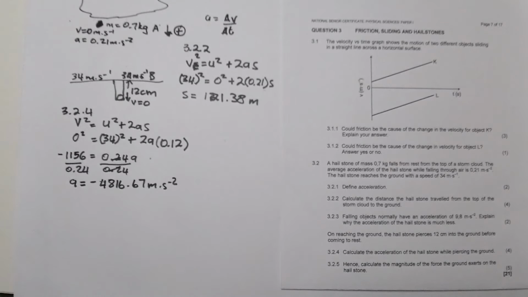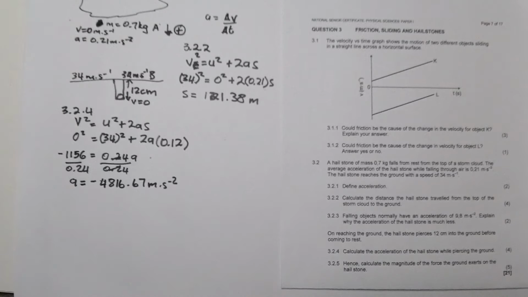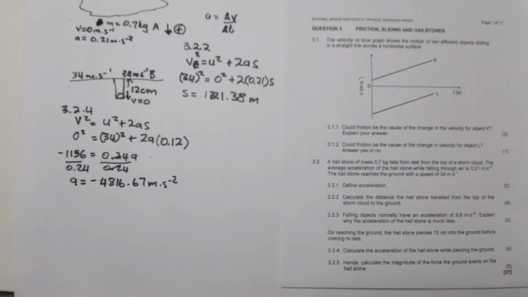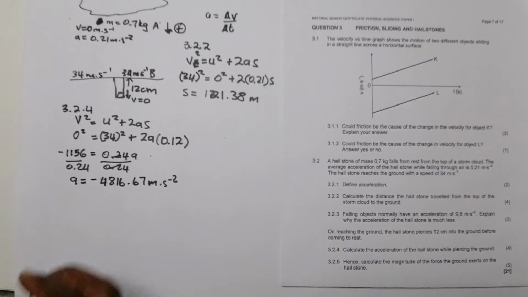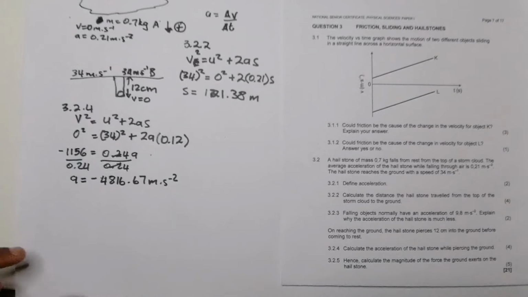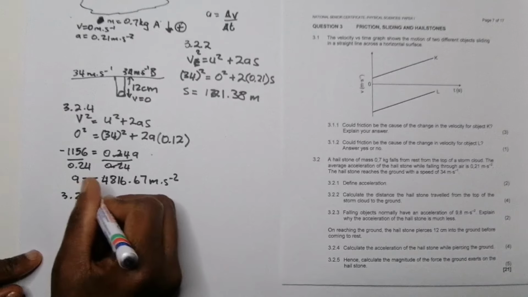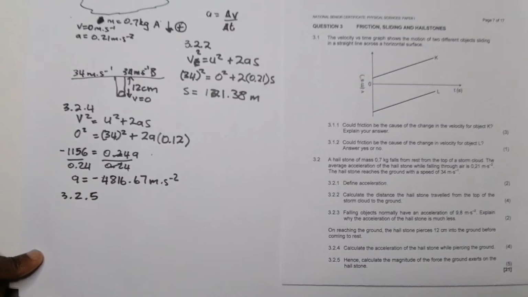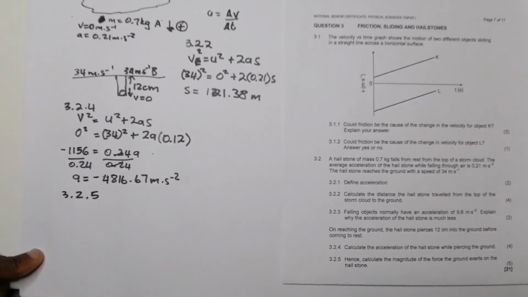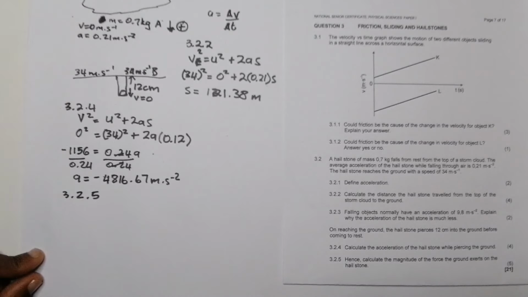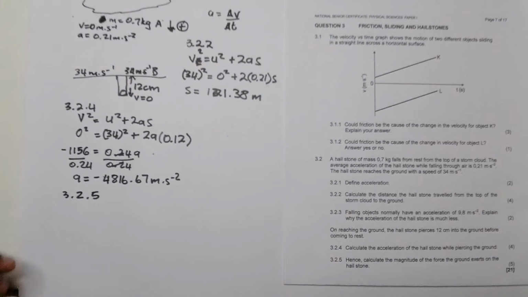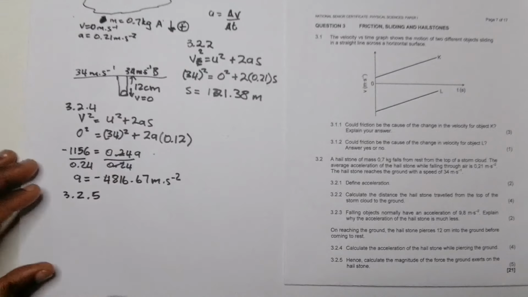Okay, so now the last portion of it, they say hence. Remember, every time they say hence, it means that you need to use what you had previously to then determine what is being asked. So in 3.2.5, they say to us, hence calculate the magnitude of the force that the ground exerts on the hailstone. I'm going to park a little bit because we need to talk about what happens at that point there.